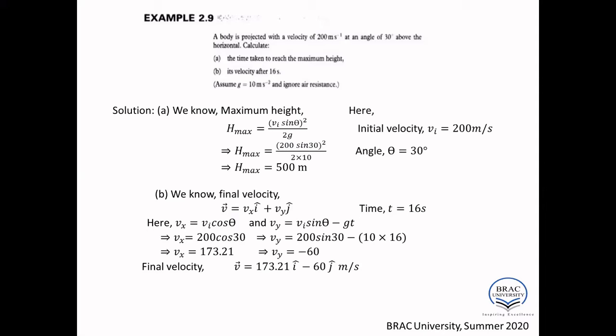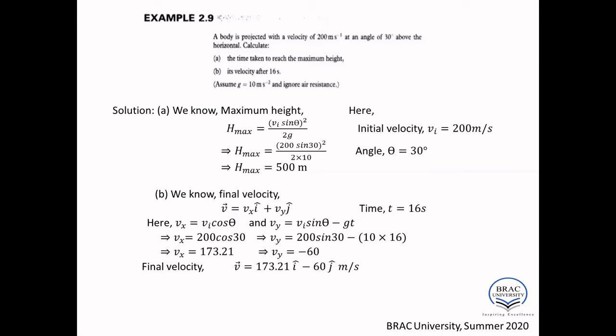So since this is a two-dimensional motion, the velocity has two components. So v equal to vx i plus vy j. So x component and y component. Now vx is equal to vi cos theta, then vx equal to 200 cos 30. So vx equal to 173.21. So this is the x component.